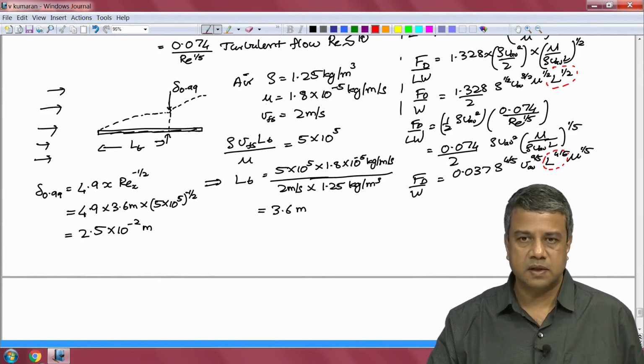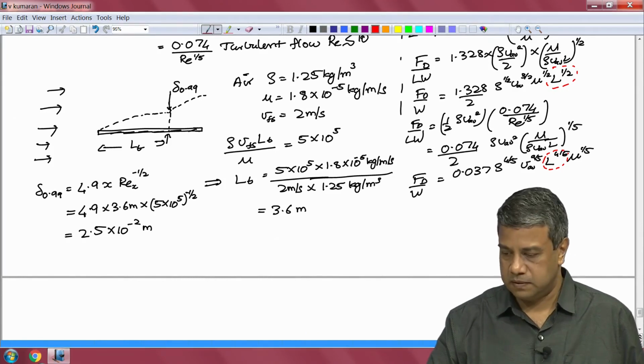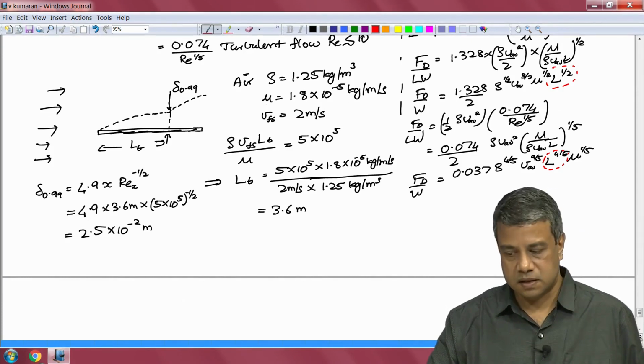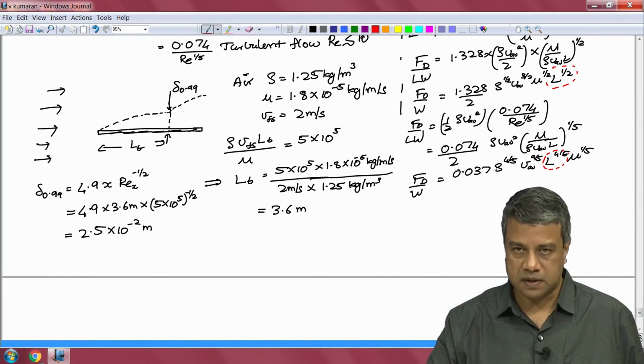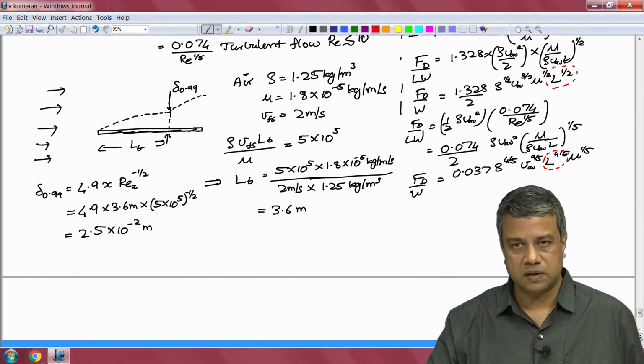So, this is a summary of the flow past a flat plate. We have seen internal flow in a pipe, external flow past a flat plate. Next, we will see the flow past a spherical particle. I will continue this in the next lecture.